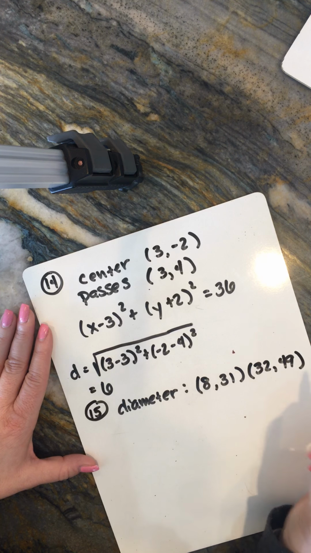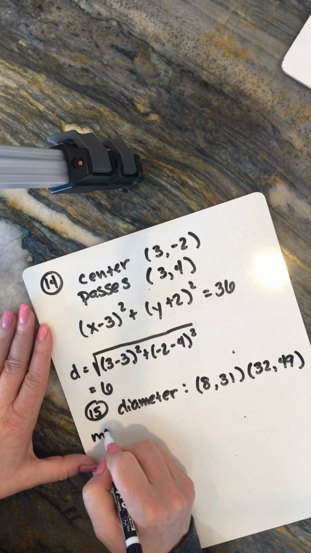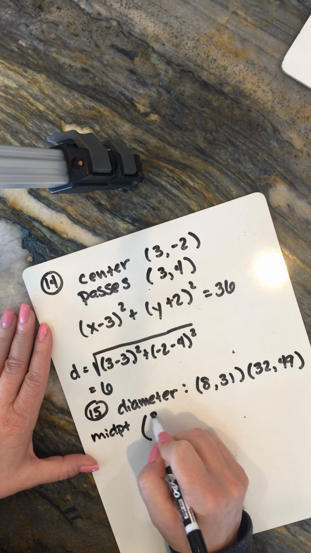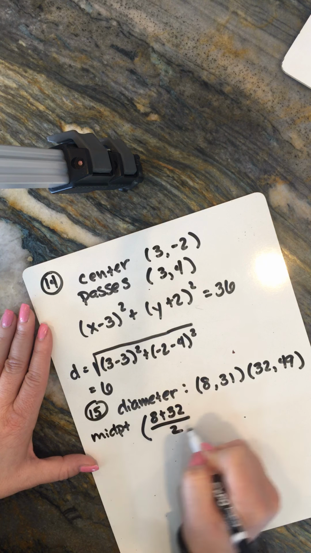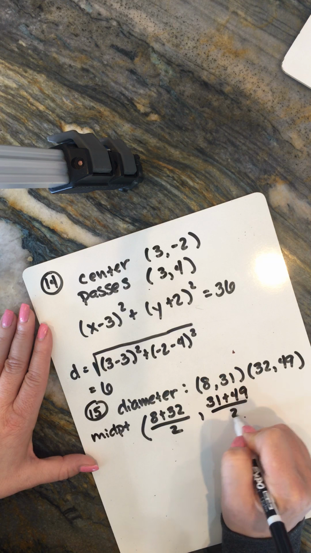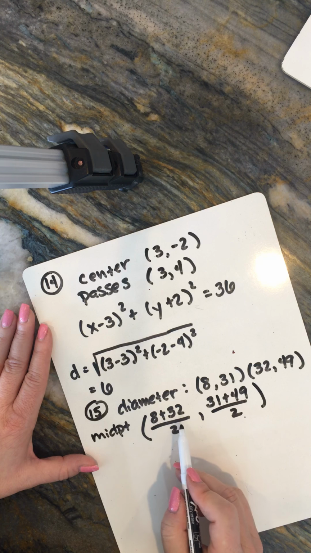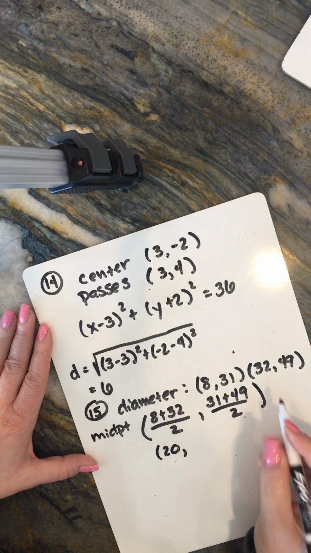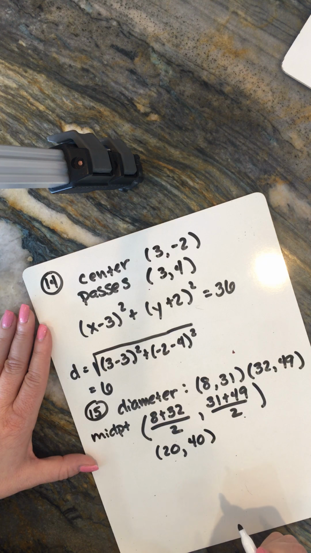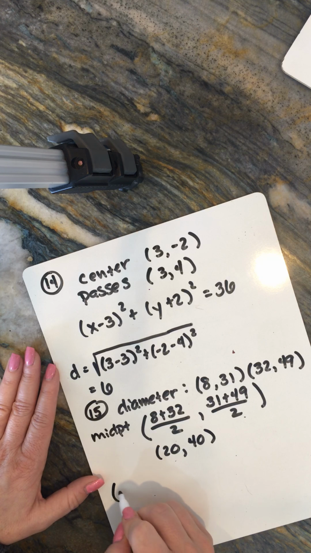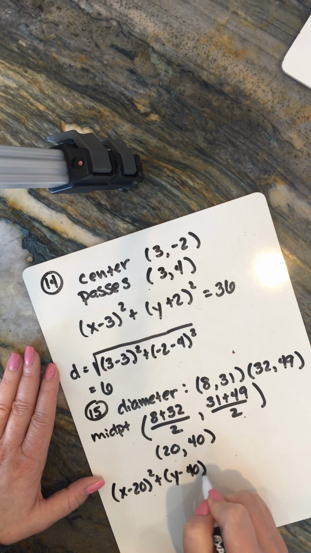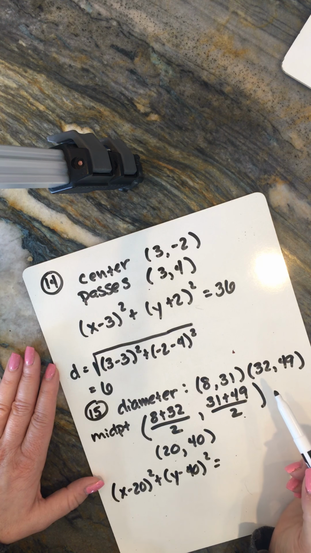So that means to find the center, we've got to find the midpoint. So average of the x's, 8 plus 32 over 2, and the average of the y's, 31 plus 49 over 2. So let's see here, that'll be 40 over 2 is 20. That'll be 80 over 2 is 40. So we know we're going to have x minus 20 quantity squared plus y minus 40 quantity squared, and then we need to find the r.